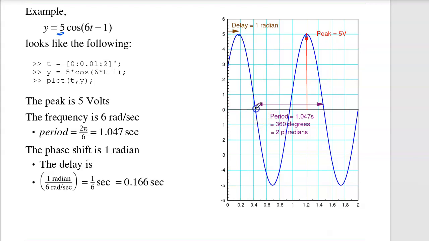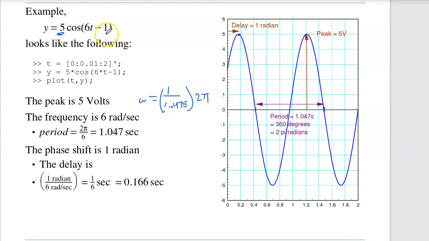Here's the period, 0 crossing to 0 crossing. The period is 1.047 seconds. The frequency is 1 over period. So omega is 1 over 1.0475 hertz times 2 pi to get to radians per second. That gives you 6.